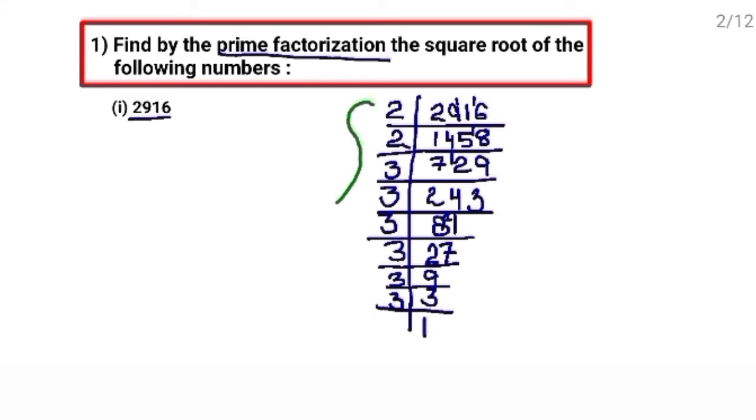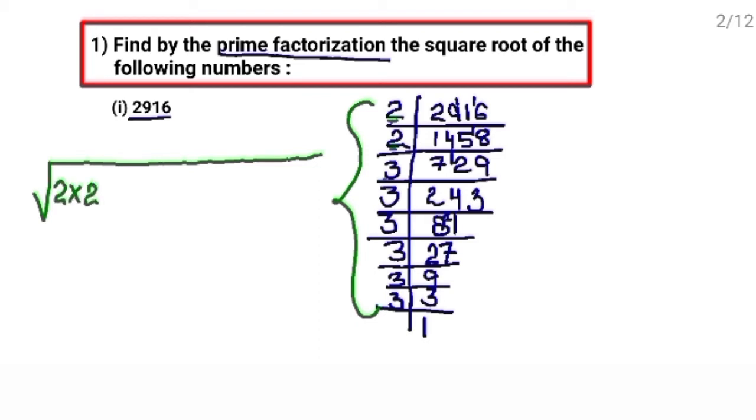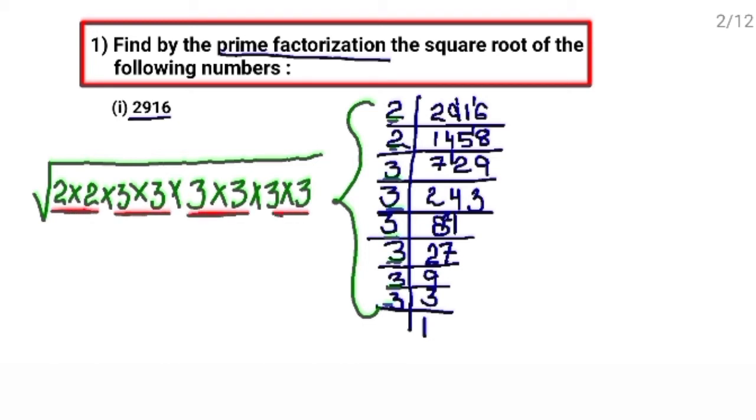So now we have these prime factors. Write them under the symbol of square root. How many times is 2 occurring? 2 times: 2 multiply 2. And 3 is occurring 1, 2, 3, 4, 5, 6: 6 times. Next step is to make pairs of similar digits. This 3 and 3, 3 and 3, 3 and 3.